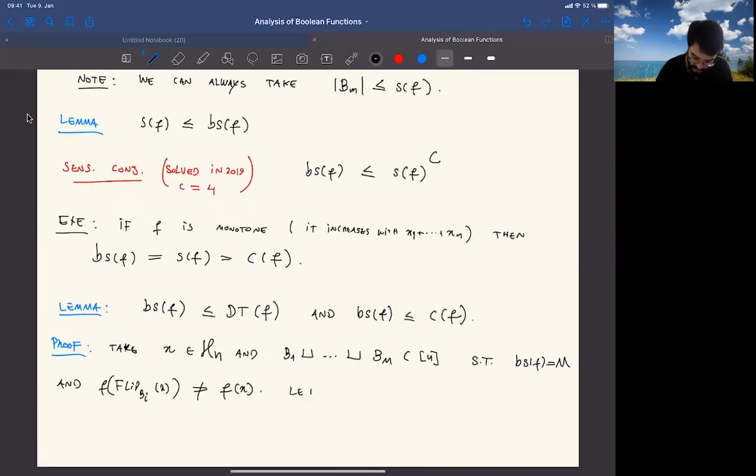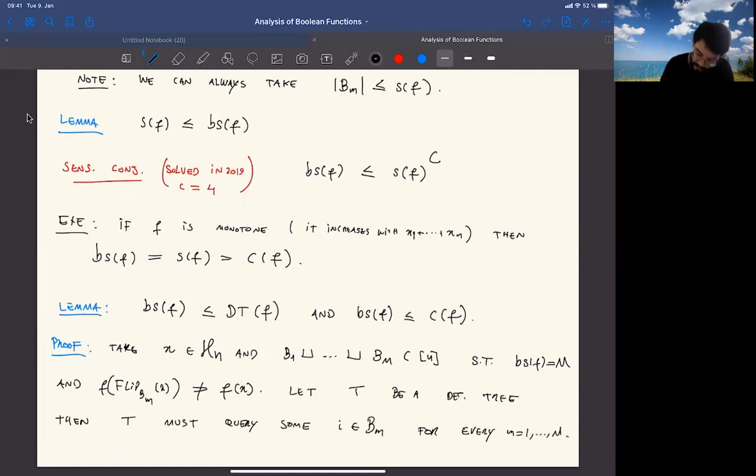And so let T be a decision tree, and then T must query some i in B_m for every m. So if you look at all these blocks, then once you try to evaluate f using that tree, it must query at least one variable inside each one of these blocks.